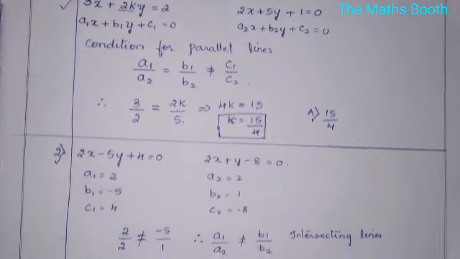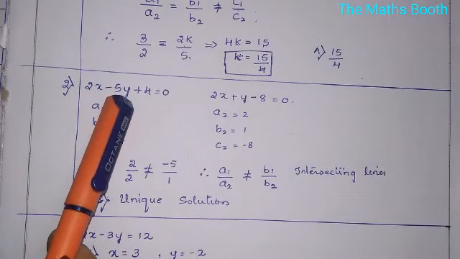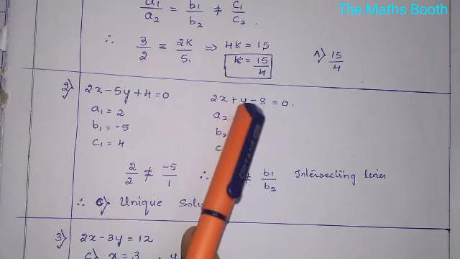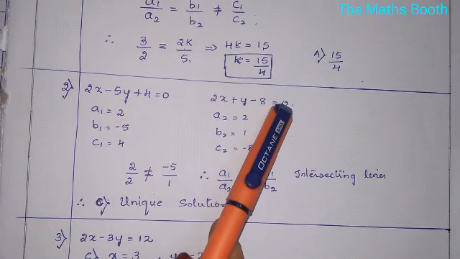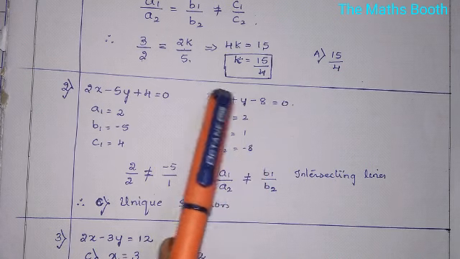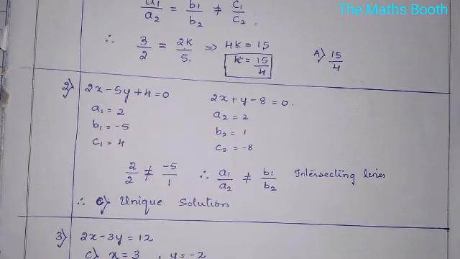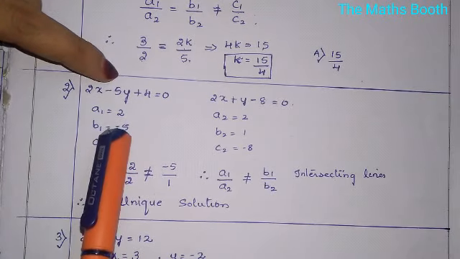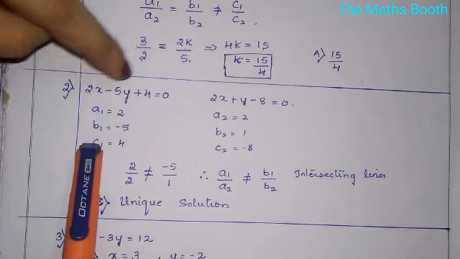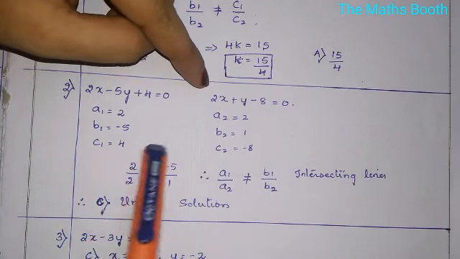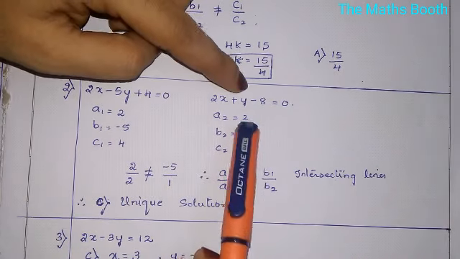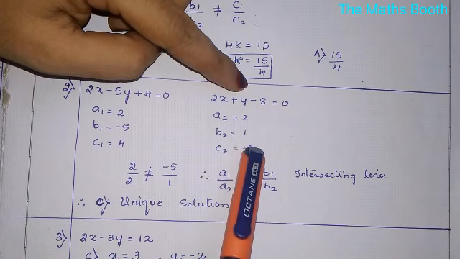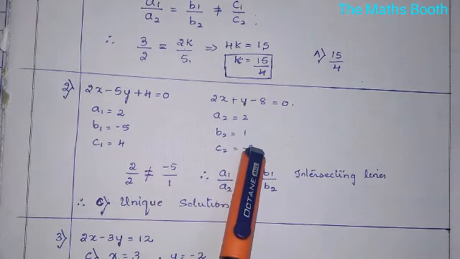So question number 2 is 2x minus 5y plus 4 equal to 0 and 2x plus y minus 8 equals to 0. These are the two equations. We know that a1 equals to 2, b1 is equals to minus 5 and c1 is equals to 4. And a2 is equals to 2, b2 is equals to 1, c2 is equals to minus 8. Okay, the values we have written.